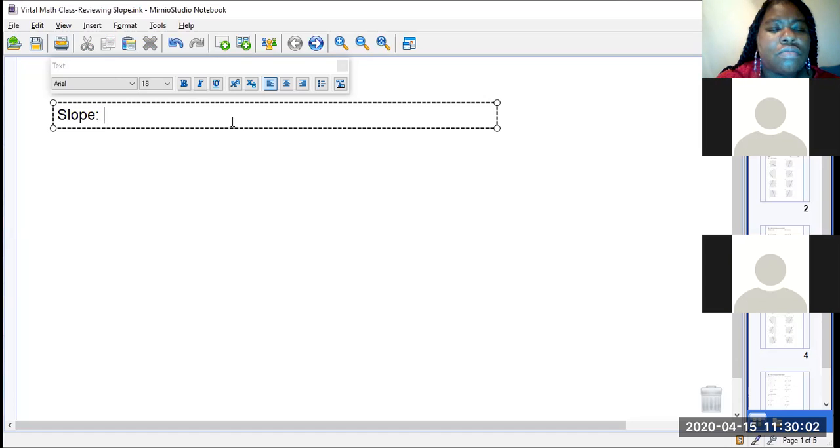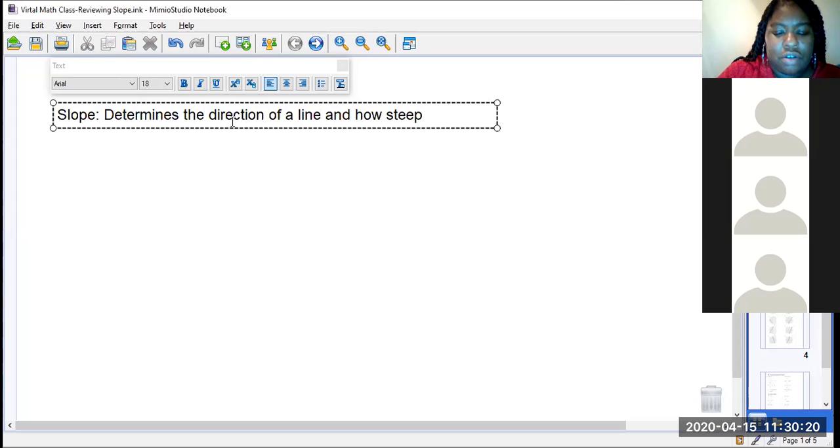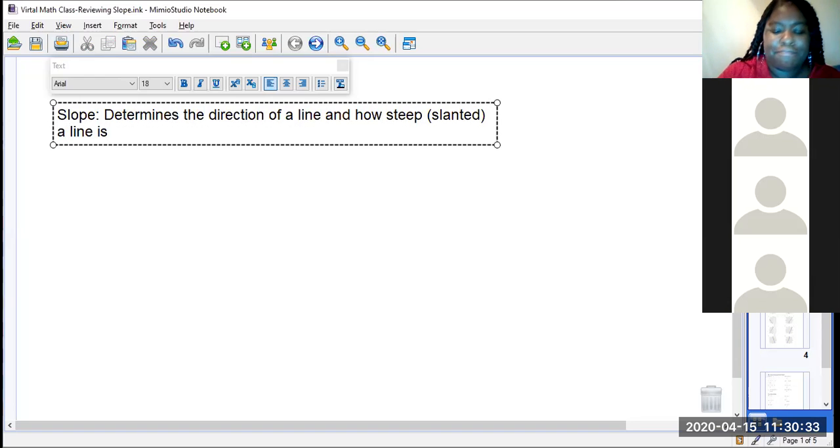It determines the direction of a line as, I guess, the steepness of a line. Okay. So slope determines the direction of a line and how steep or actually slanted. I did say slantedness, but you know, that's really not a word, so I'm not going to do that here. Or how steep or how slanted a line is.